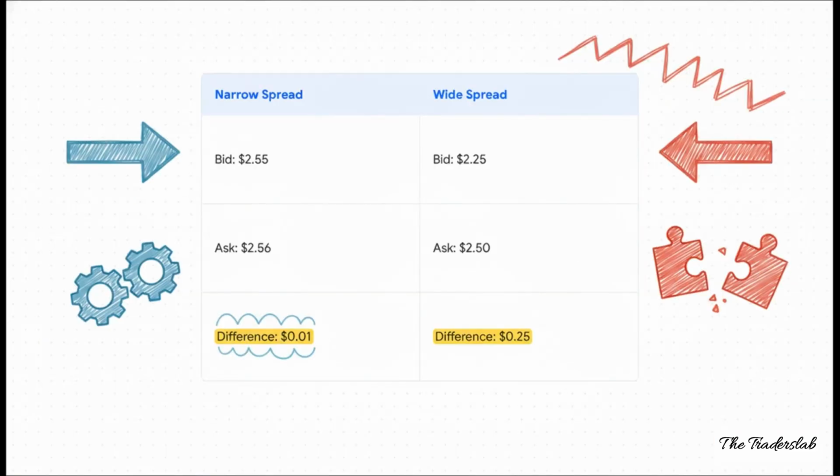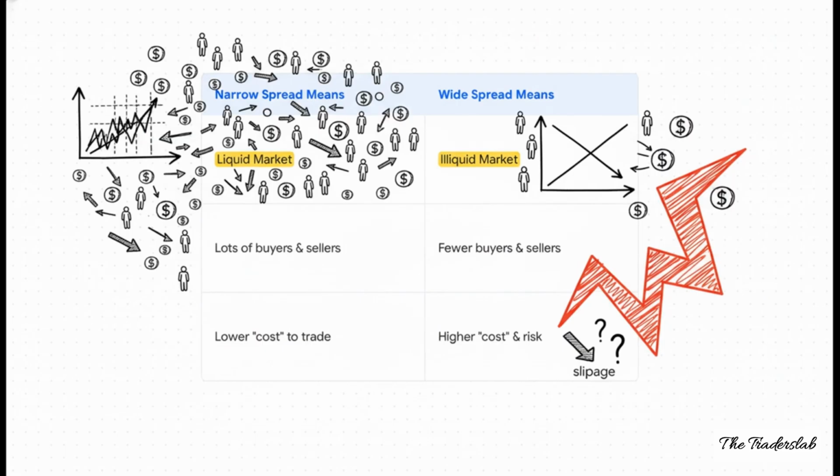Just look at this comparison. On the left, we've got a narrow spread of just 1 cent. This means buyers and sellers are really close to agreeing on a price. But on the right, you see a wide spread, 25 cents. Here, the buyers and sellers are much, much further apart. So, what is that gap really telling us?